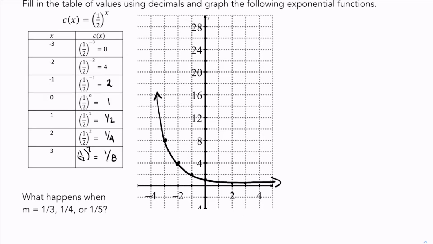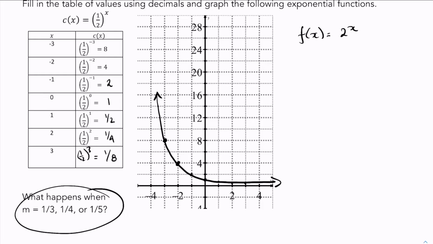So it looks like the function we had, f of x equals 2 to the x. The only difference is that it's going the other way. So instead of increasing from left to right, in this case we are decreasing from left to right. We're going from larger values to smaller values and getting as close as we want to the x-axis, arbitrarily close. So what happens when the value of m is a third, a fourth, a fifth?